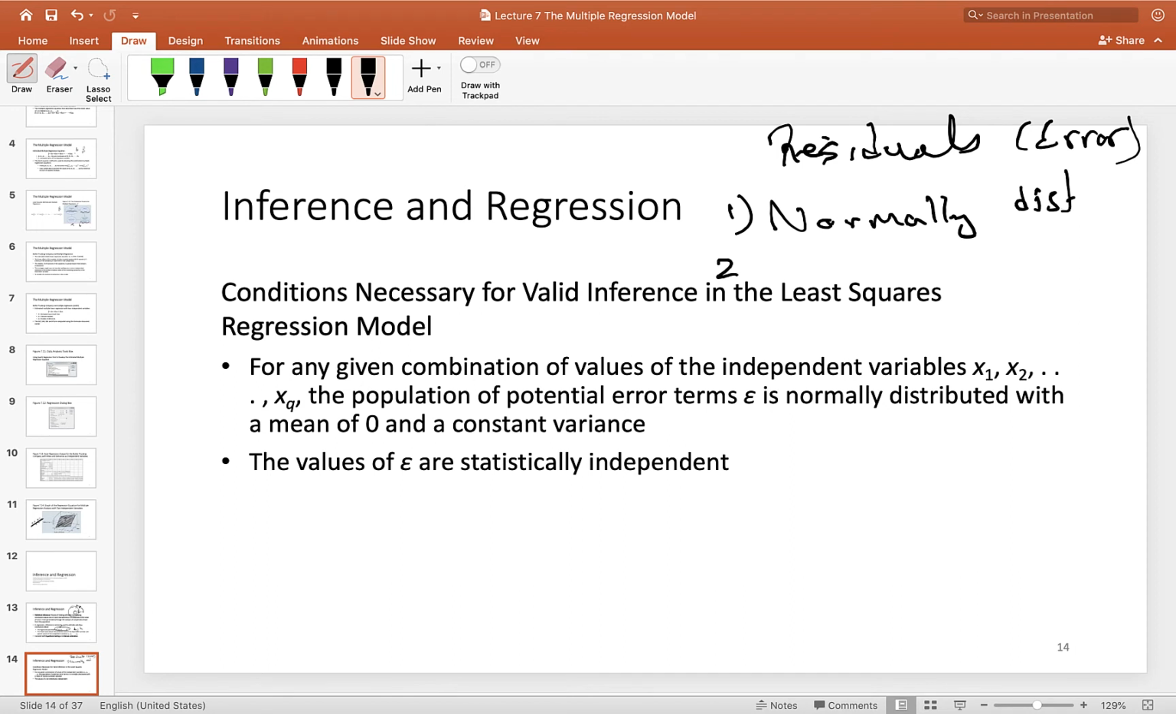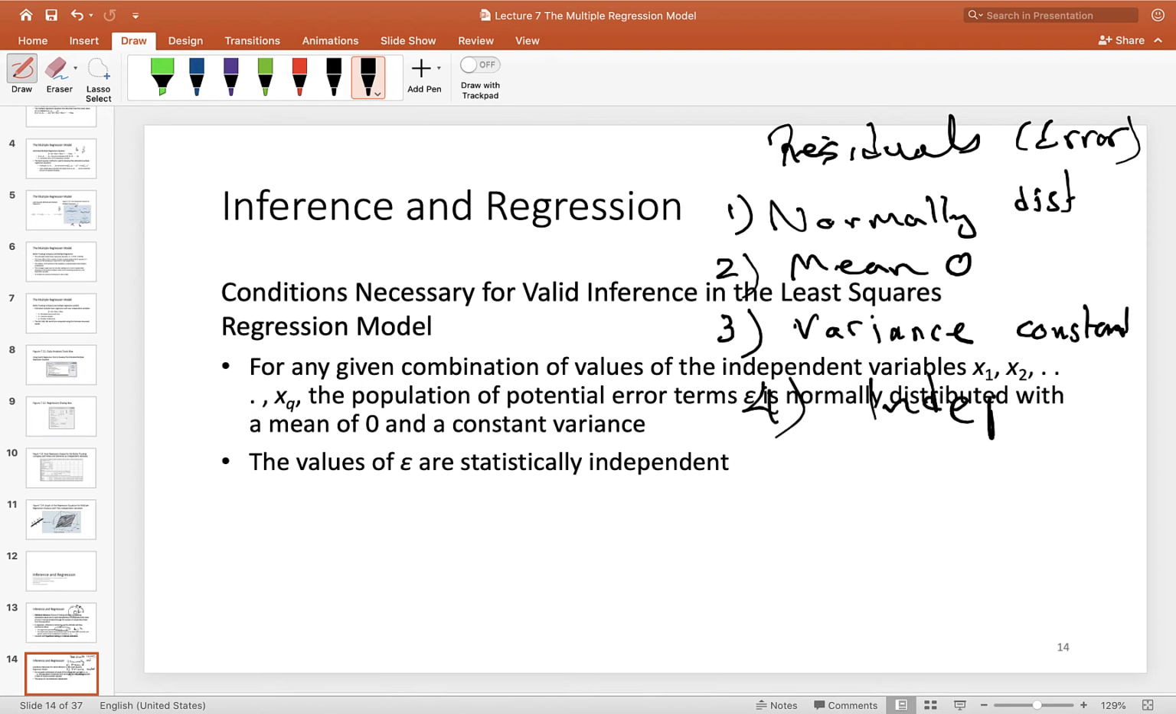Two, the average of all the residuals must be equal to 0, so the mean is 0. Three, the variance at any point is constant or approximately constant, and the residuals must be independent. So these are the conditions that must hold for us to be able to use all the theory that is backing this. So how can we tell that?